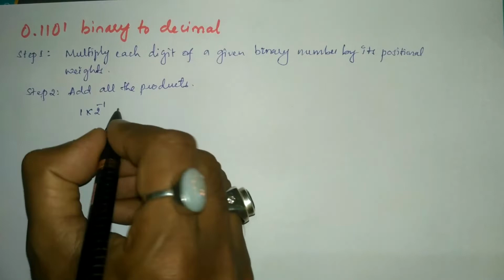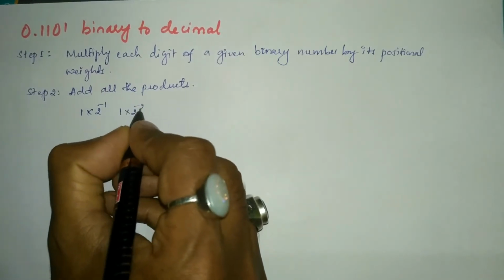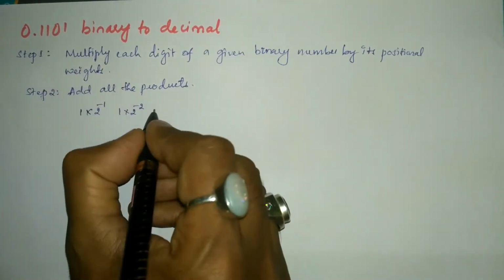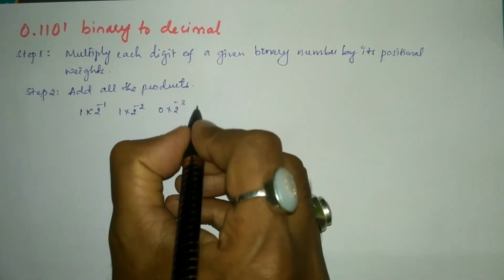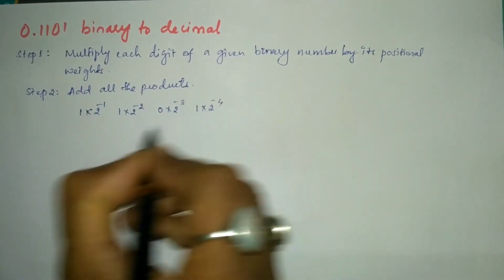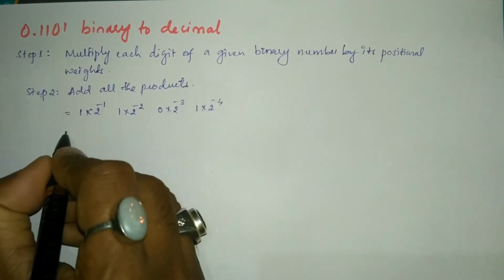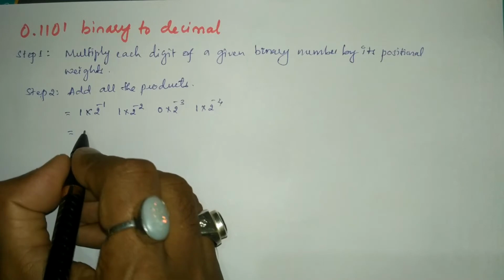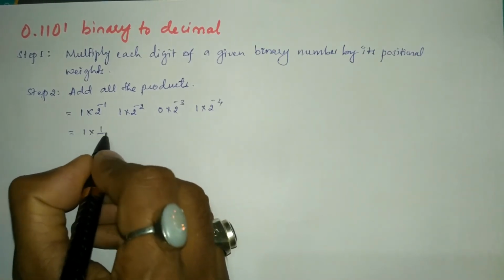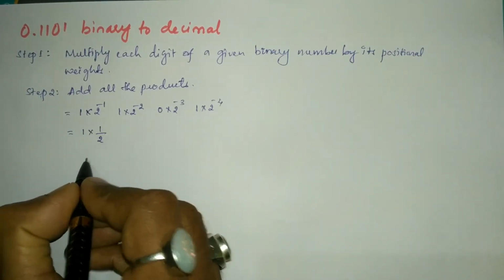Next bit is 1 into 2 to the power minus 2. Next bit is 0 into 2 to the power minus 3. Next, the last bit is 1 into 2 to the power minus 4. So let us further simplify this. Here 2 to the power minus 1 can be written as 1 into 1 divided by 2.